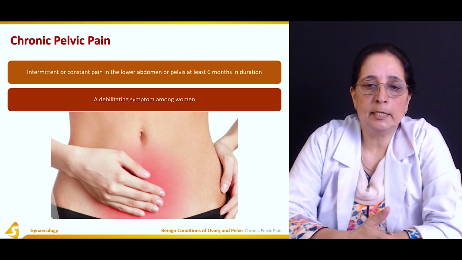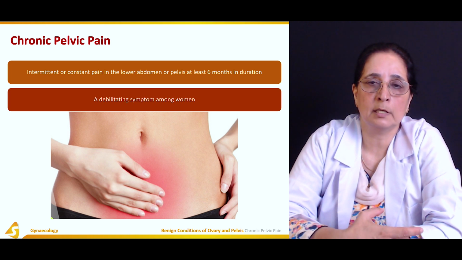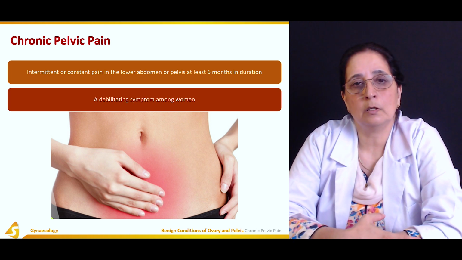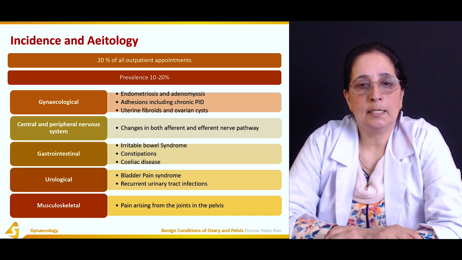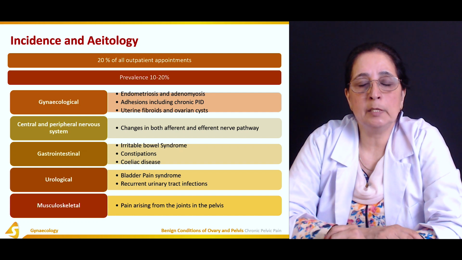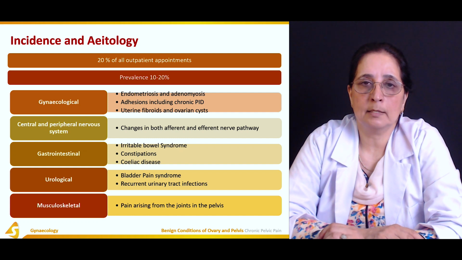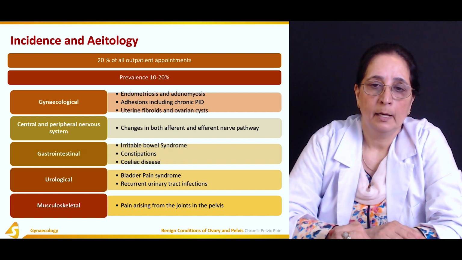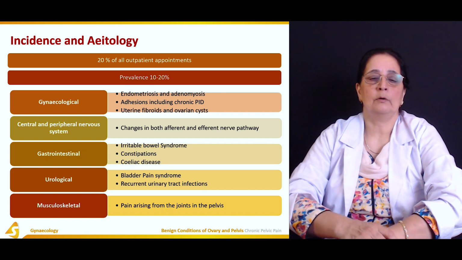It's a very debilitating condition. A lot of females come to the gynecological office, and the gynae visit is usually because of pelvic pain or lower abdominal pain. What's the incidence and what are the different causes of chronic pelvic pain? Incidence is about 20% of all outpatient appointments. Usually they come and complain about the pelvic pain. Prevalence is 10 to 20%. What are the different causes of pelvic pain?